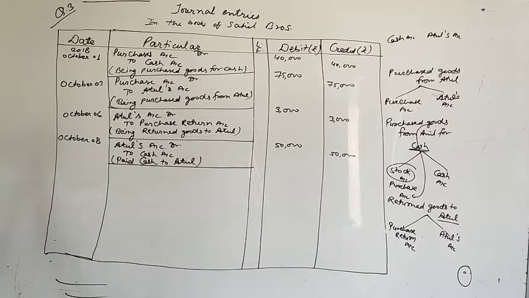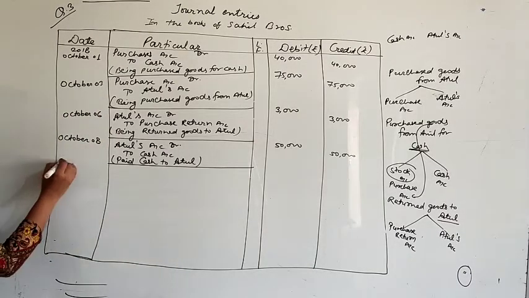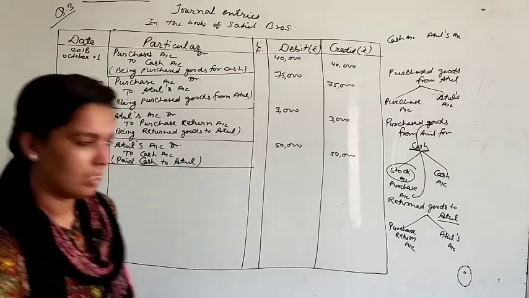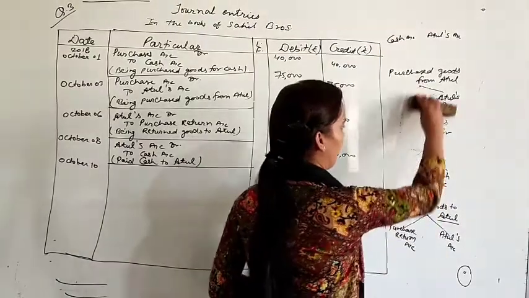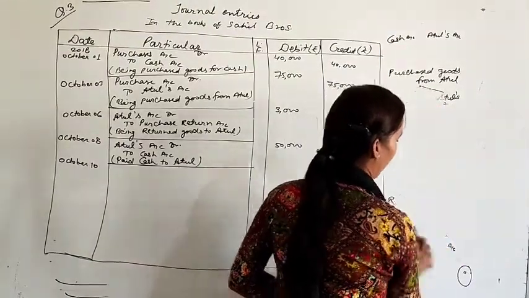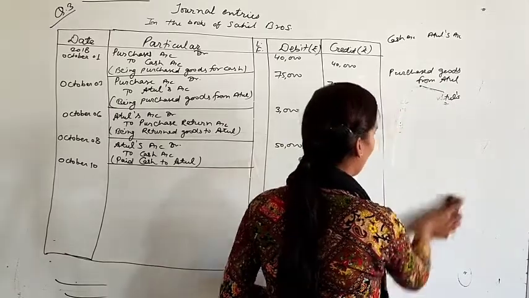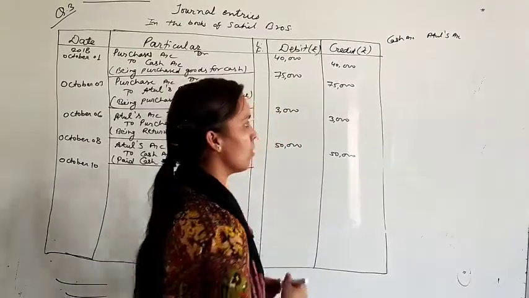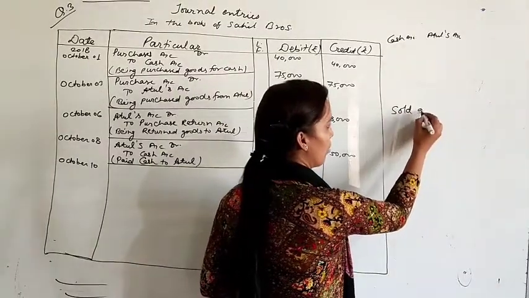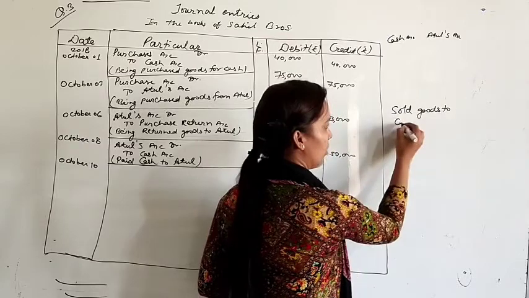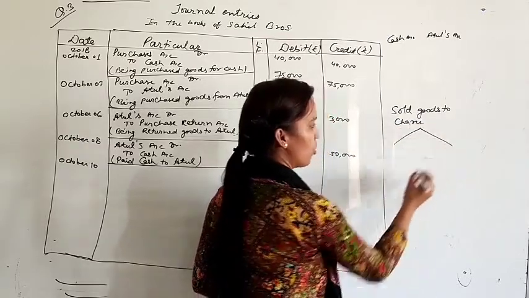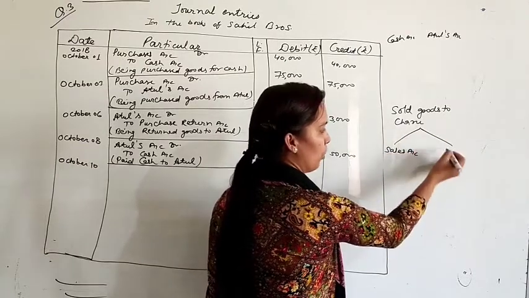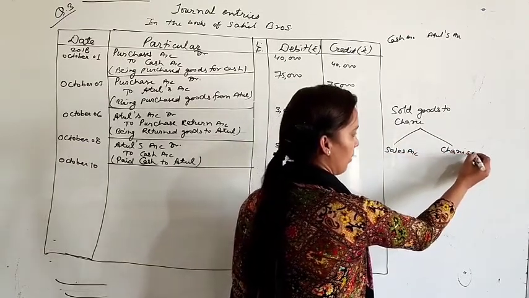After this, sold goods to Charu. Sorry, this is on October 10. Now you are selling goods. Till now we were just making the entries of purchase, but now it will be of sales. So in this also, you have to know which two accounts are affected. Sold goods: the first account will be the sales account, and to whom you are selling, that is Charu's.